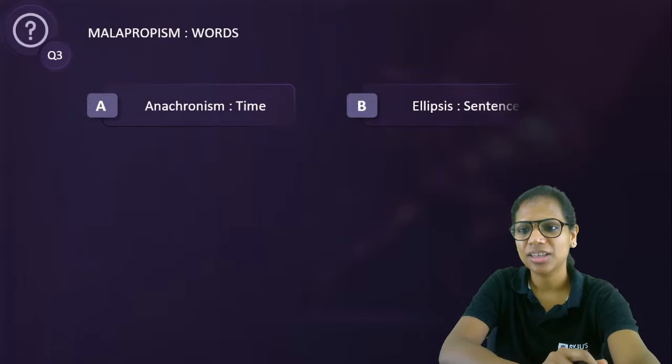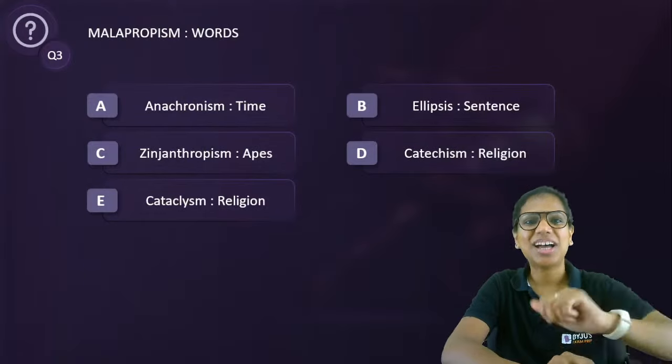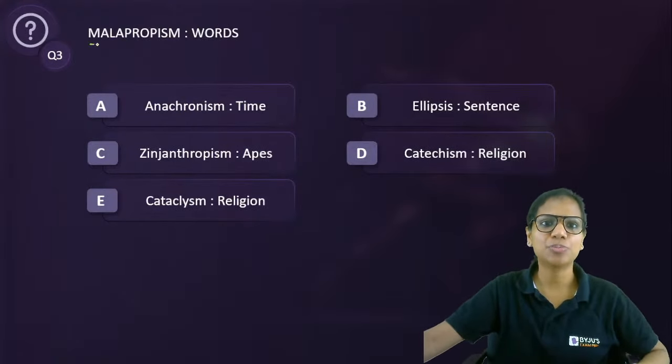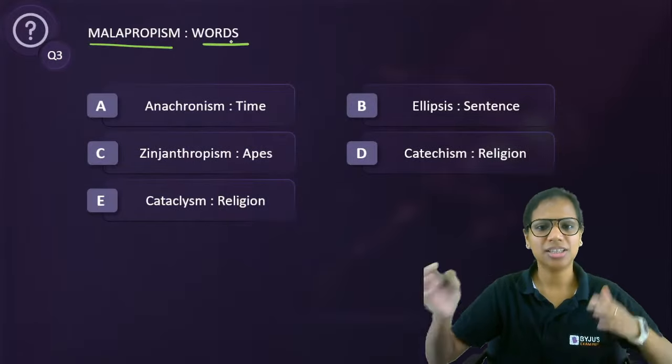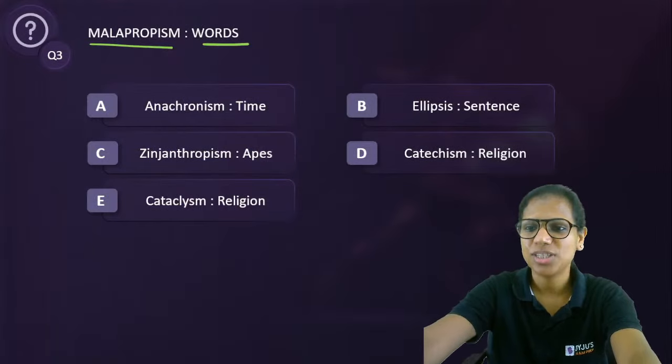Okay. Now question 3. Again, an analogy question. Malapropism. This is how it is pronounced. Malapropism is to words. Then, what should be the answer? Let's see what you say.